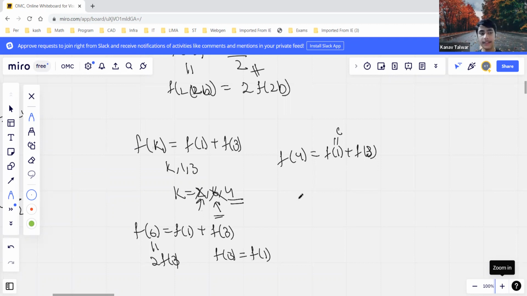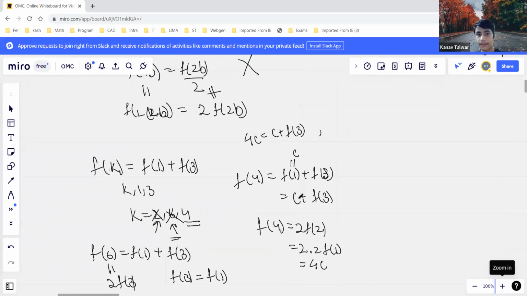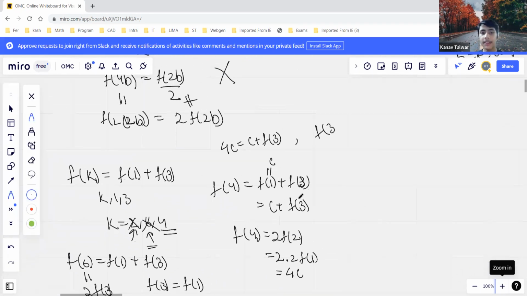Now let f(1) equal c. We have that this is equal to c plus f(3). Now what is f(4)? Sorry, f(4) is equal to twice f(2), which is equal to twice f(1), which is equal to 4c. Thus 4c must be equal to c plus f(3). Hence f(3) must be 3c.